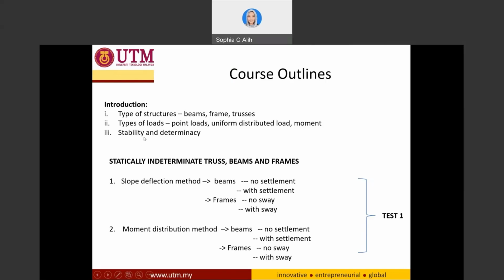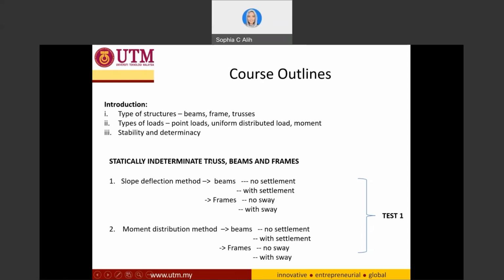In that video, you have also already understood the different types of structures like beams, truss, and frames, and the type of load like point load, uniform distributed load, and moment. We also covered stability and determinacy. You have been briefed on the type of structures which is stable or not stable, which is statically determinate or statically indeterminate, and how to calculate the degree of indeterminacy of the structures.